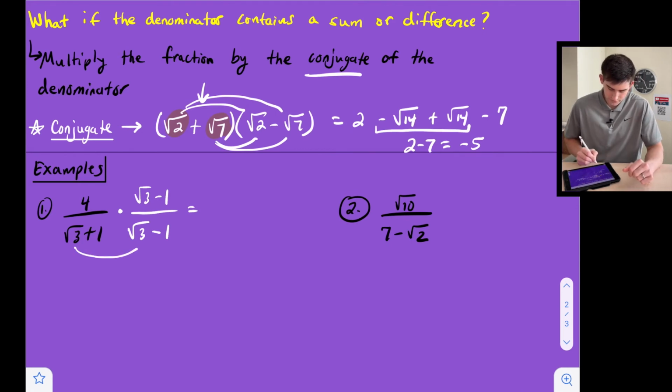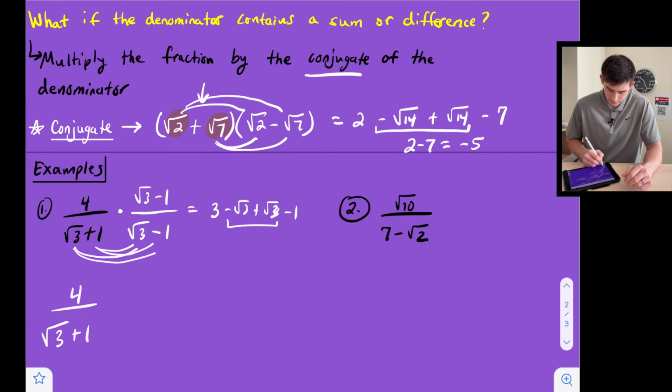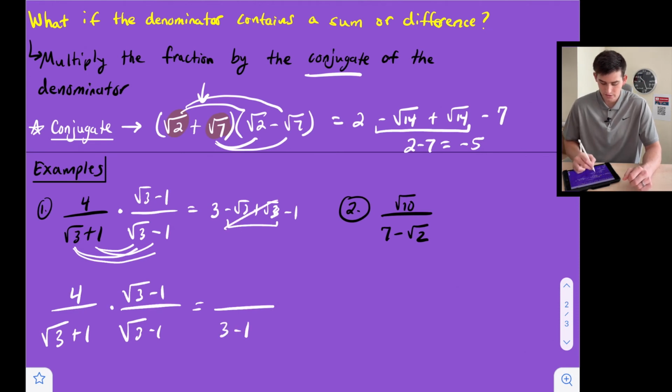If we do first, that's square root of 3 times the square root of 3, so that's just going to be 3. And then we have outer, so root 3 times negative 1, so minus square root of 3. Inner, plus square root of 3. And then minus 1. So now we see our terms here in the middle, they're going to cancel out, right? So we're just left with, let's write it down here, 4 over square root of 3 plus 1 times what we're multiplying by. And now our denominator is just 3 minus 1, right? Because those inner terms canceled out.